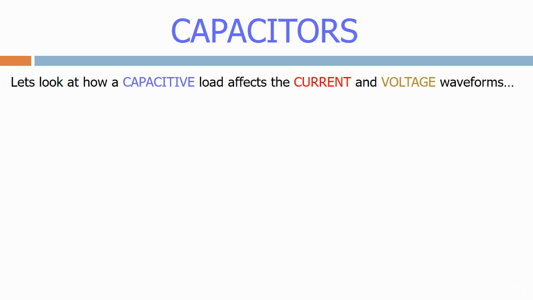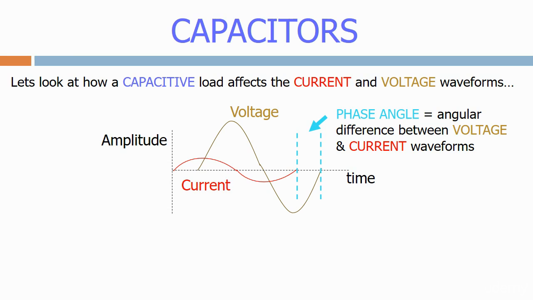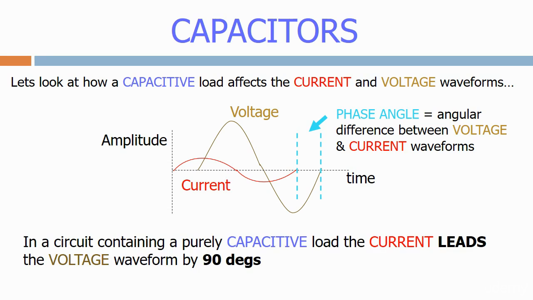Let's look at how a capacitive load affects the current and voltage waveforms. Here we have the standard amplitude time graph. Let's add our voltage sine wave. Now let's add the current sine wave. The phase angle is the angular difference between the voltage and current waveforms. In a circuit containing a purely capacitive load, the current leads the voltage waveform by 90 degrees.